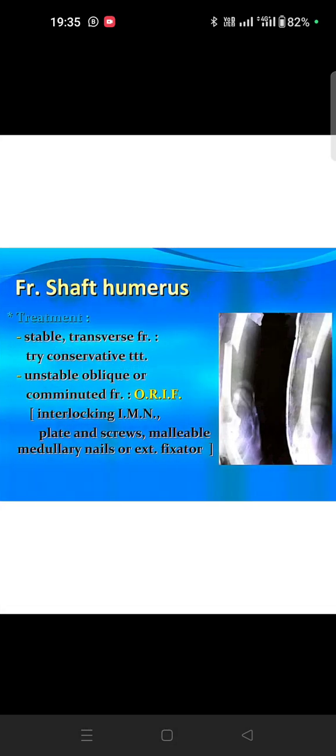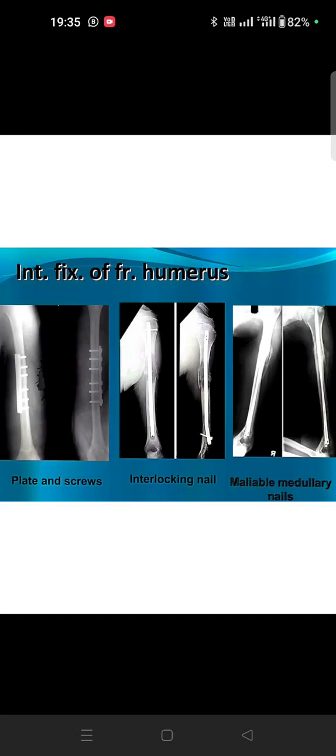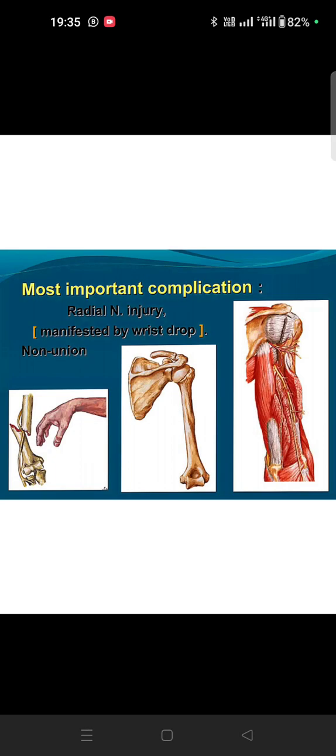Shaft of humerus, you can see that break. For transverse it is conservative, and for unstable, oblique, or comminuted they do interlocking nail and plate, or Rush and malleable medullary nails. So this is internal fixation for the humerus. The plate they will place. So these are different methods, the three surgical procedures they will do. The most important complication is radial nerve injury. So on the radial side, many times at the wrist it can get injured.